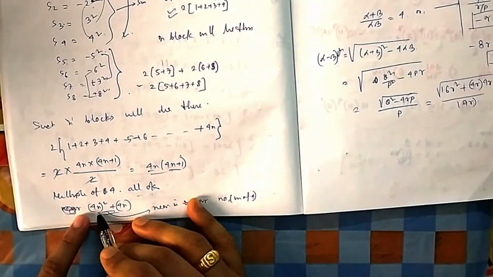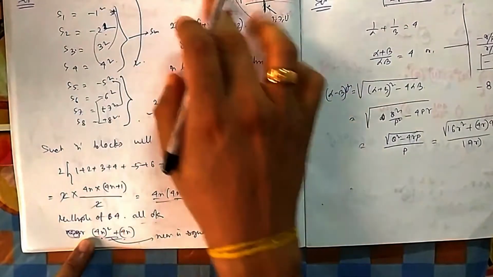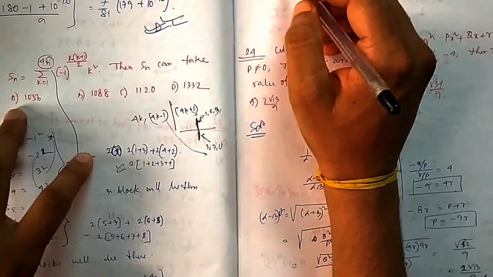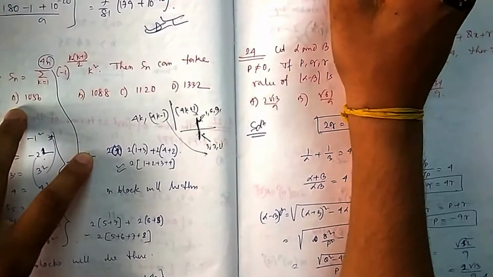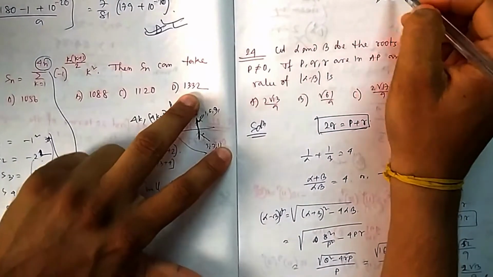So what is the product? It is 4n square plus 4n. You try with some n values, it should be of this format. If you try with n equal to 8, then you will get 1056. So option A can be. Next, if you go for n equal to 9, then you will get 1332. That is your option D.